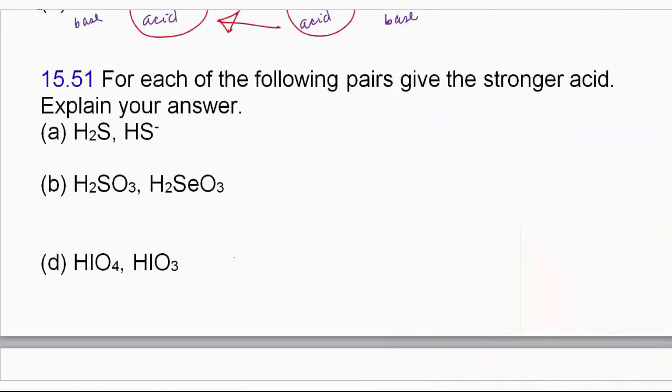For each of the following pairs, give the stronger acid. Explain your answer. Well, they want you to explain your answers. You really can't just use the table. They want you to use those general ideas. Here we have H2S. You can even see that. That's conjugate acid. There's its conjugate base. So you could say hydrogen sulfide is the conjugate acid. Or you could say it's fully protonated. It has more hydrogens, H2SO3 and H2SeO3. So again, they don't want you using the charts. I don't think it's in the chart anyway.